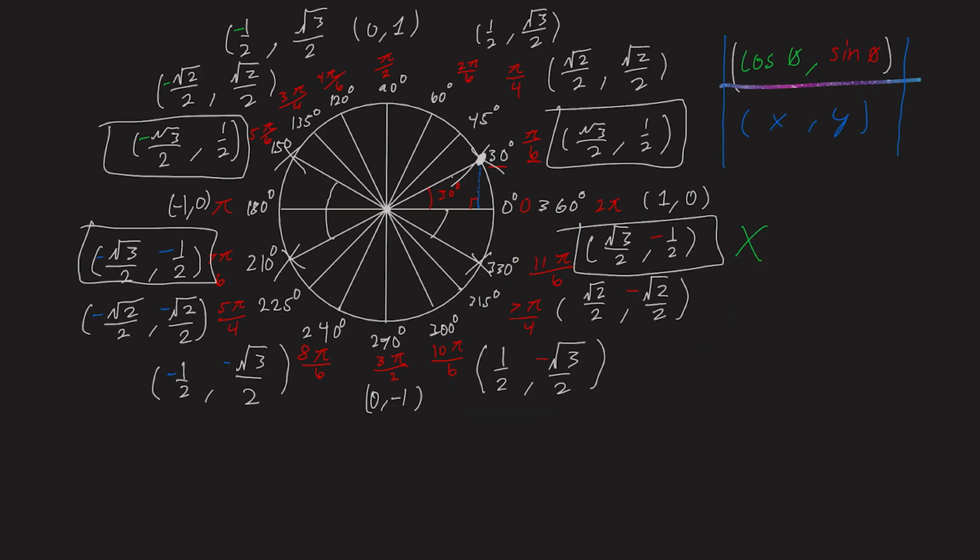Memorizing which values should be negative and which values should be positive should be pretty easy, because we already know where x and y are supposed to be positive, right? So we know where cosine theta and sine theta are supposed to be positive. It's just an exact one-to-one switch. It's literally mirrored from x to cosine and y to sine.